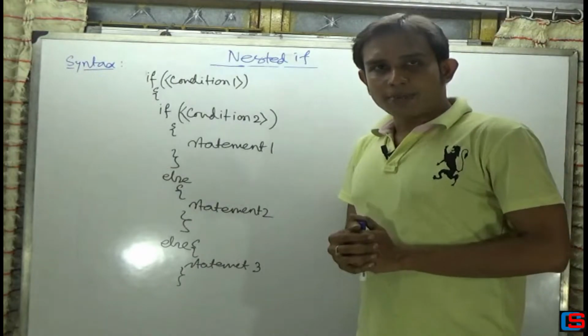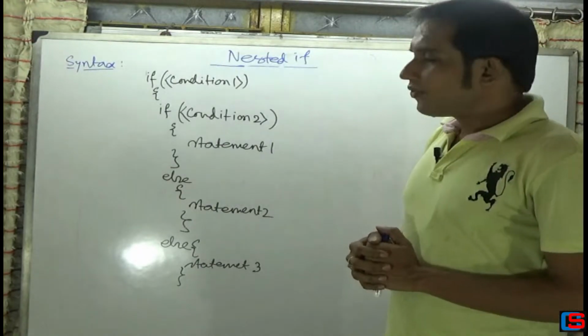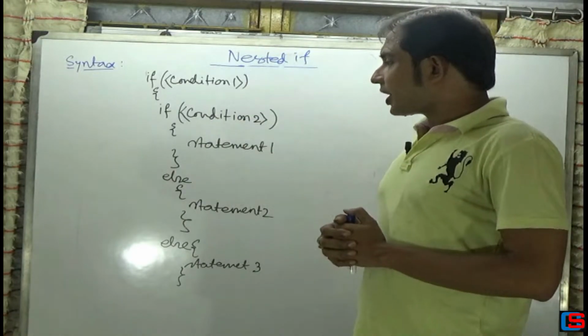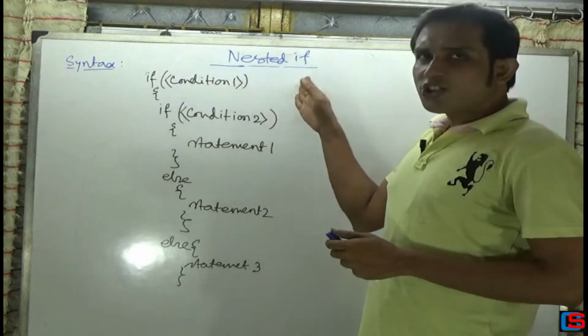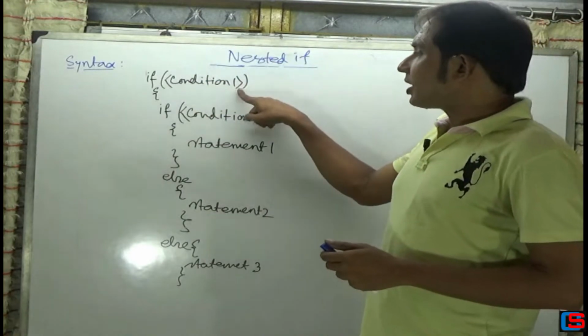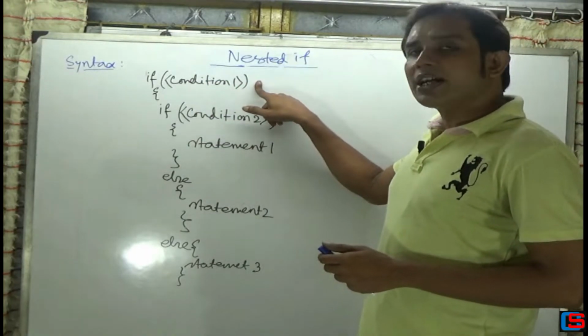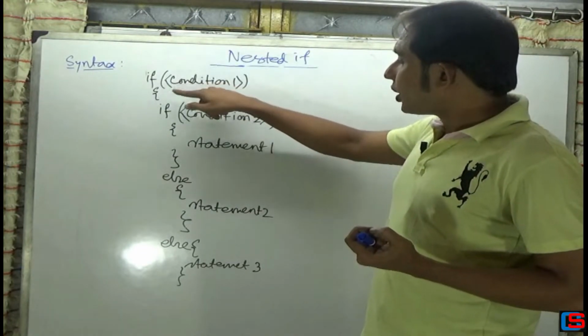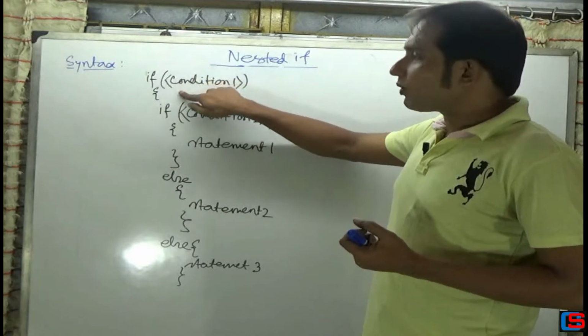Now the nested if statement. By using nested if, we can check several conditions. So this is the syntax written in the board. So in nested if, condition 1 is going to be checked, and if condition 1 becomes true, then the control goes inside the if block of the first if.